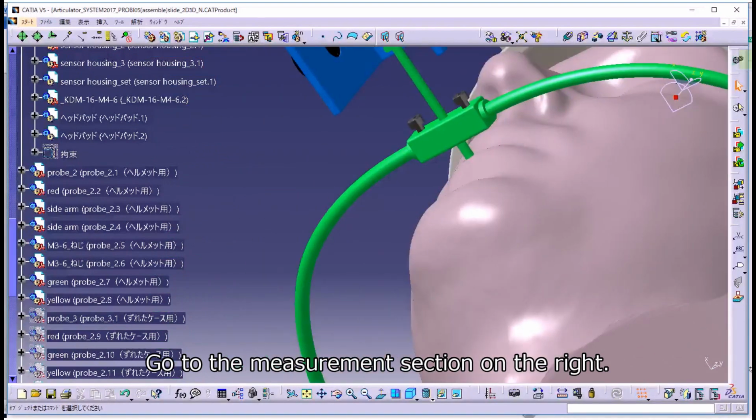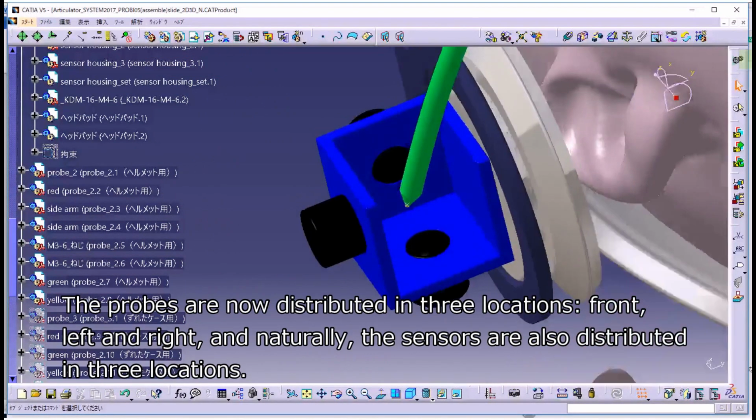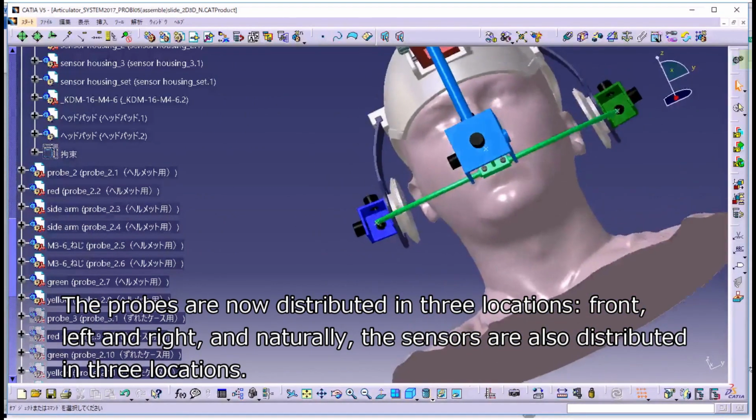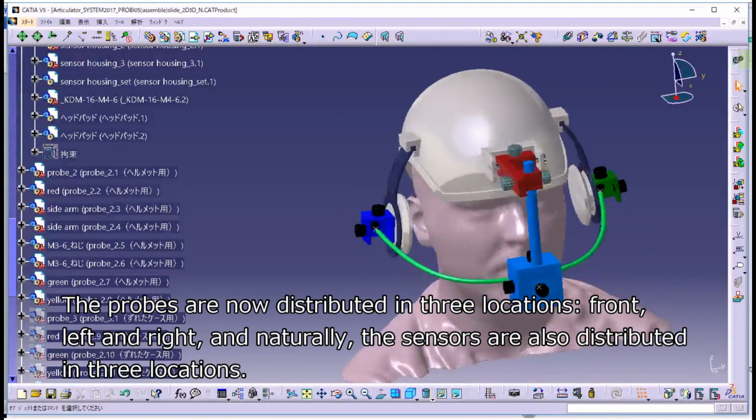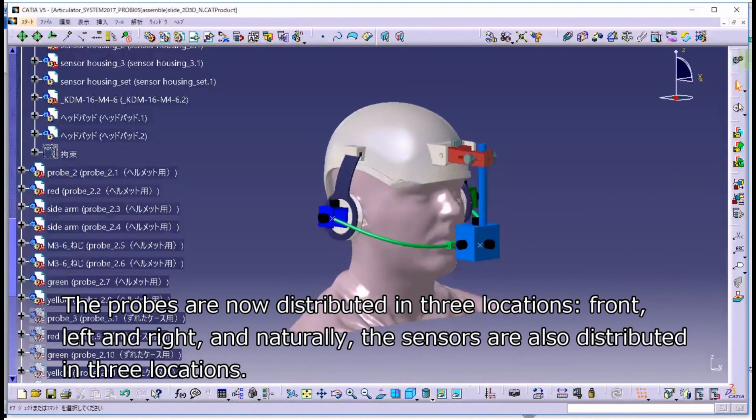Go to the measurement section on the right. Magnify the probe on the right. The probes are now distributed in 3 locations: front, left and right, and naturally, the sensors are also distributed in 3 locations.